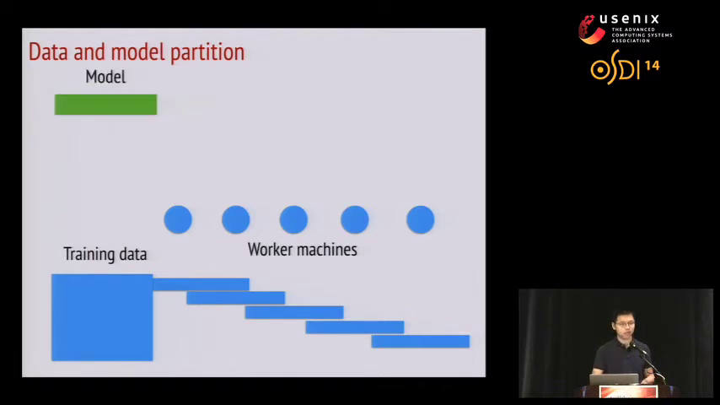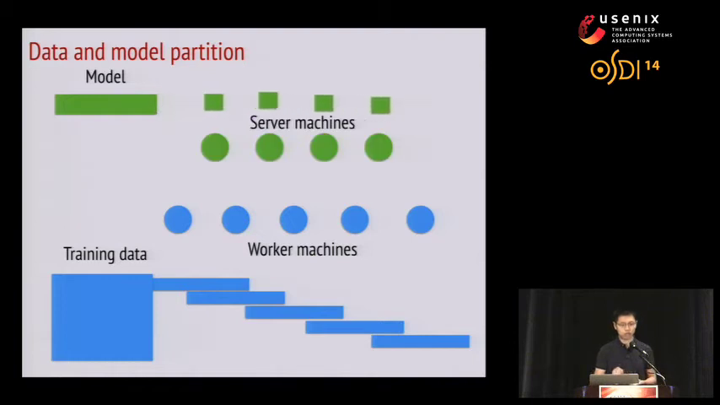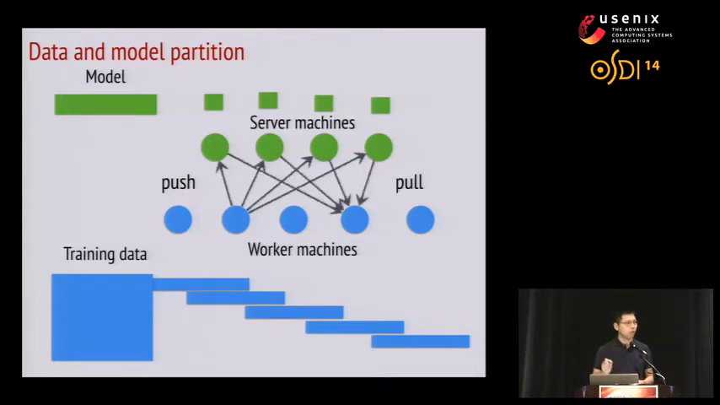What about the model? It's a list of key-value pairs whose size is at least the number of features you have. That also could be tens of billions. Similarly, we can partition this model across a bunch of machines we call server machines. After partitioning, we can do the training. There are two types of data communication between these machines. One is that a worker can push the local computed result to the servers, or a worker can pull the new result from the servers. This whole architecture we often refer to as the parameter server architecture.